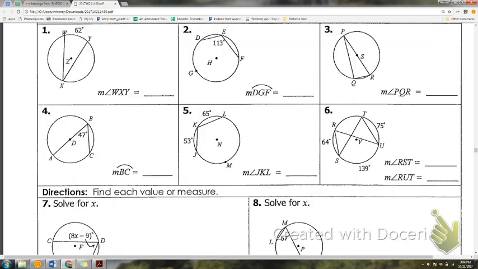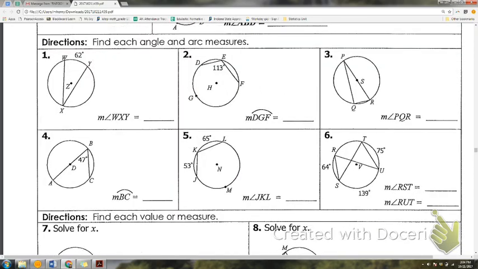Example 1 says find the measure of angle WXY. Alright, so WXY is this angle here, so that means it's half of the arc it opens up to, and the arc that it opens up to is this WY, which is 62.